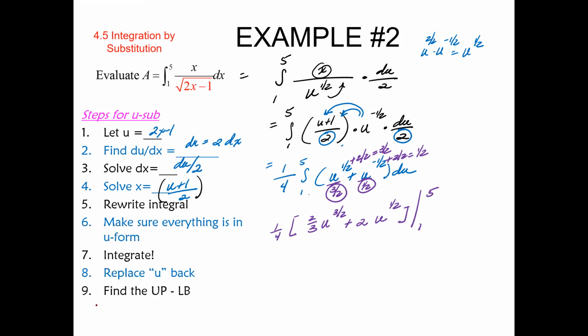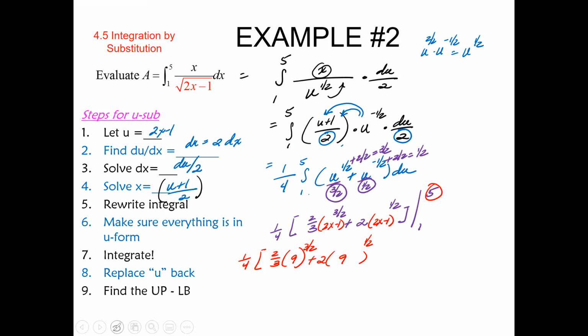All right, so next step, let's go ahead and plug in the upper bound. So actually, before you plug in the upper bound, we will have to replace the u back to what it was before. And you know that the u was 2x minus 1. Now we can go ahead and plug in the upper bound. So we have 1 over 4, 2/3, 2 times 5 is a 10, 10 minus 1 is a 9, and I have 9 to the 3 over 2, plus 2. 2 times 5 is 10, 10 minus 1 is a 9, so 9 to the 1/2.